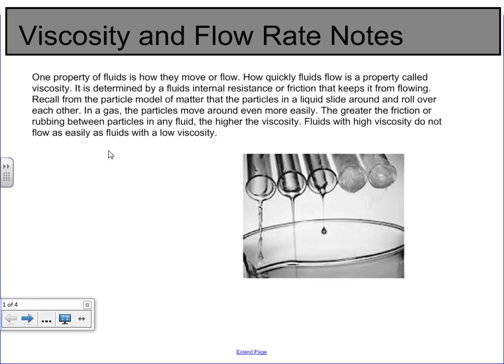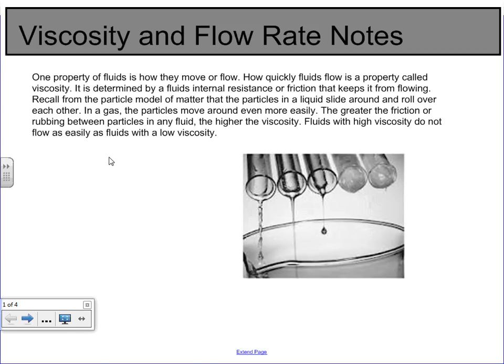Okay, so we're going to be talking about viscosity and flow rate. One of the properties of fluids is how they move or flow. How quickly fluids flow is a property called viscosity. It is determined by a fluid's internal resistance or friction that keeps it from flowing.